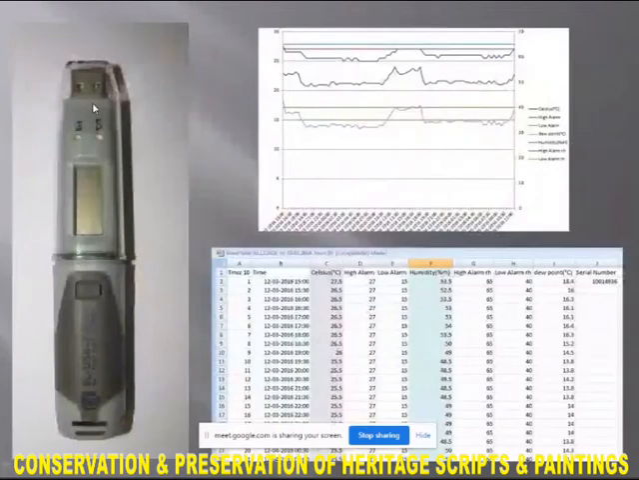Another instrument that is used is called a data logger. That's also a very handy tool that measures the relative humidity, the temperature, and dew point at regular intervals. Here it has been set to measure the temperature and relative humidity fluctuations every half an hour, and it provides a graphical representation of these as well. So it's a very handy tool to measure relative humidity and temperature fluctuations for a smaller area. If you want to measure the relative humidity fluctuation of a very sensitive object that has been kept in a showcase or in an almirah, you can use this instrument.